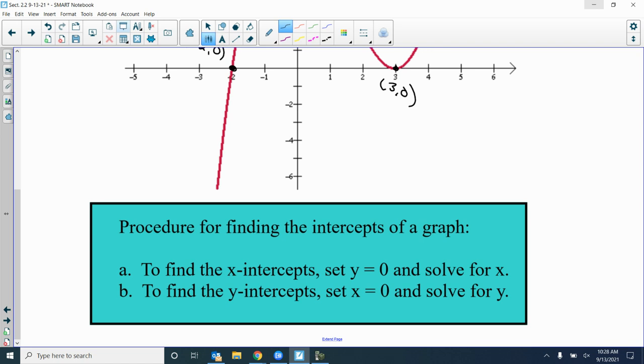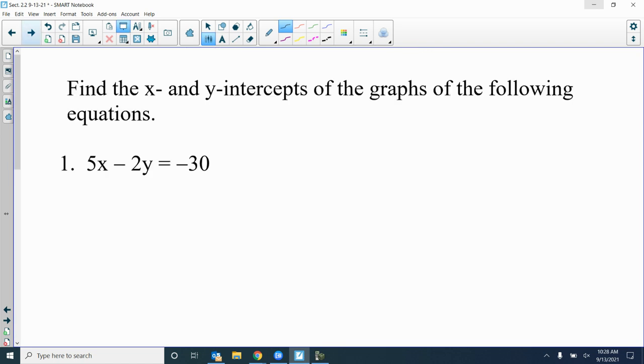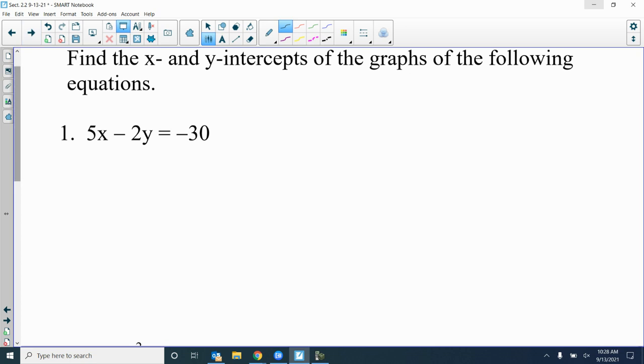All right, so down there on the bottom, find the x and y intercepts of the graphs of the following equations. So we're going to do 3 of them. We got the first one there. Do you know what that graph looks like? First of all, 5x minus 2y equals negative 30. Adam, you know what it looks like? It's linear. And define linear for everybody. It'll be a straight line. There we go. So, all right, we want to find the x and y intercepts.